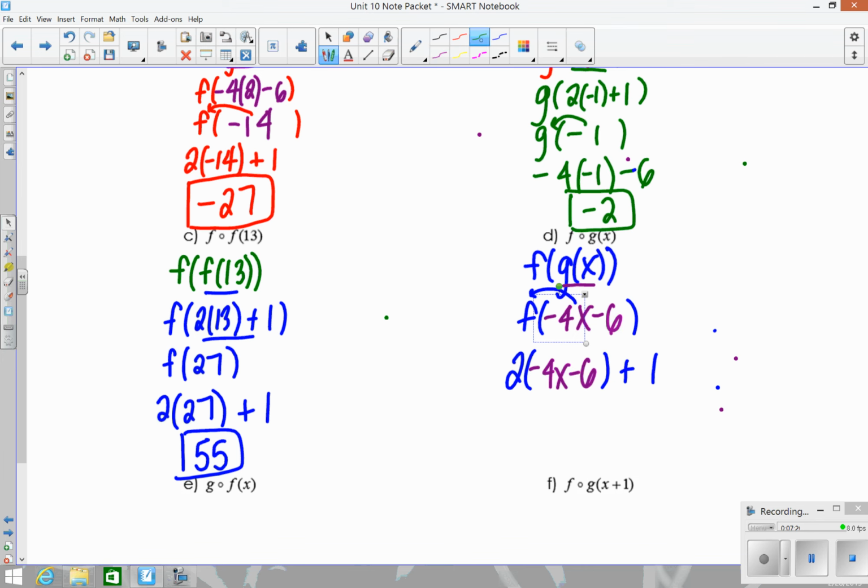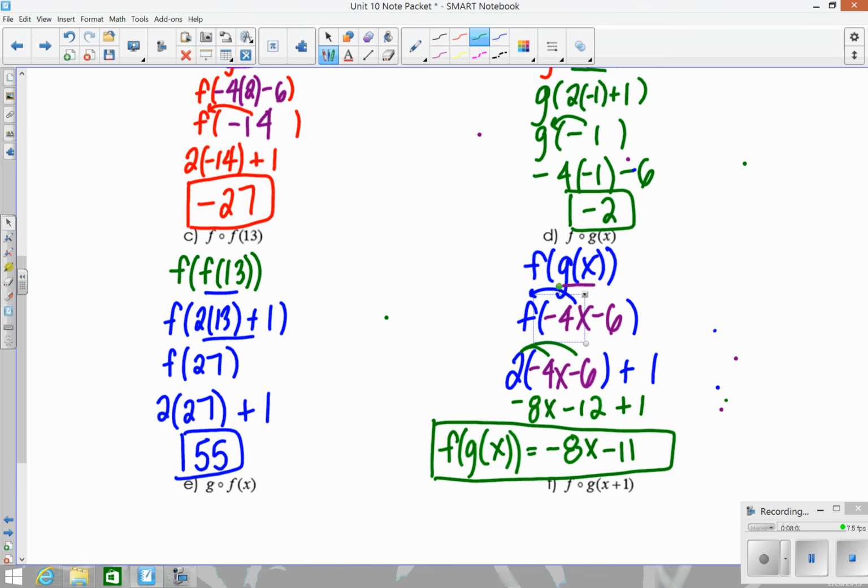So now it's just simplifying. So once you get this part, you're just simplifying. So you're going to distribute. So we have -8x minus 12 plus 1. So you end up with -8x minus 11. And since this is an expression with x, it's actually going to be equivalent to this original. I'm going to rewrite it as an equation because I didn't just evaluate it for a number. So I don't want to leave it without the, like the y equals, or in this case, the f of g of x. So there's our answer for that one.